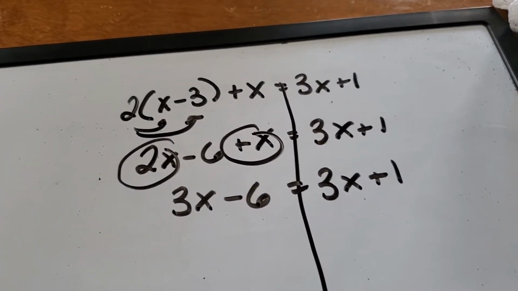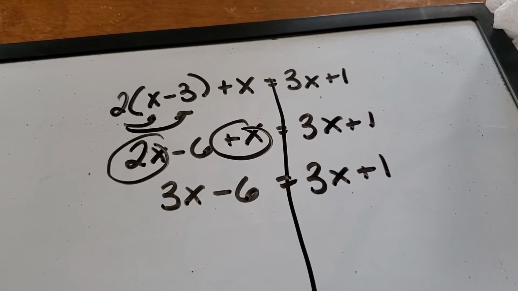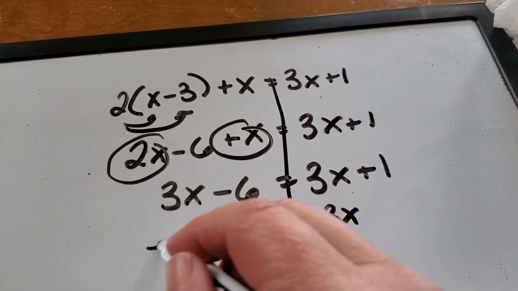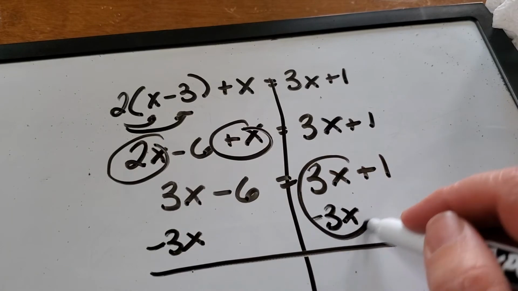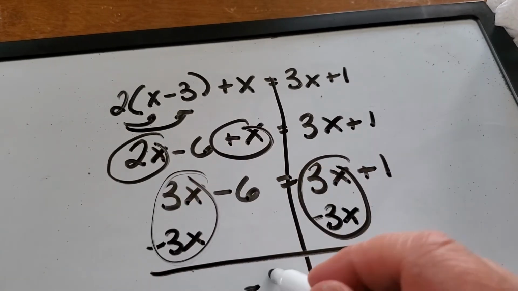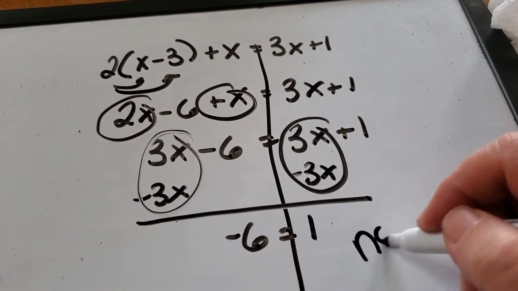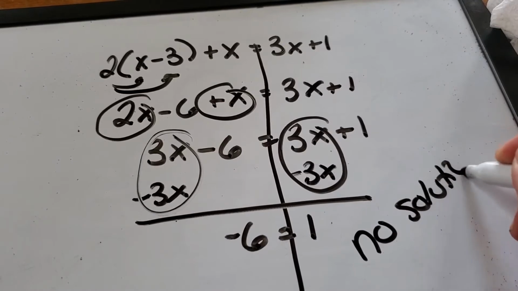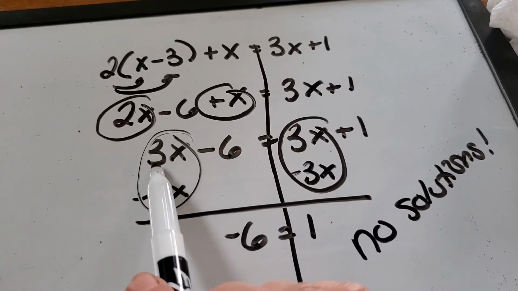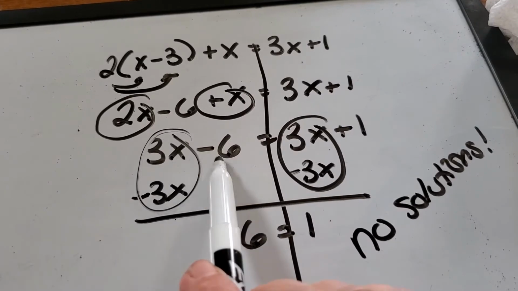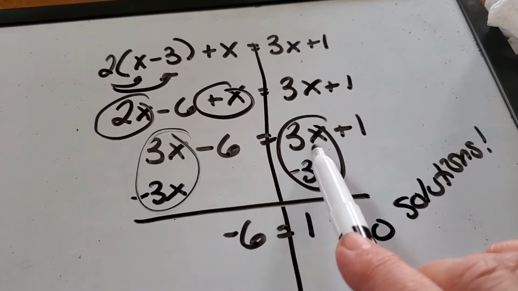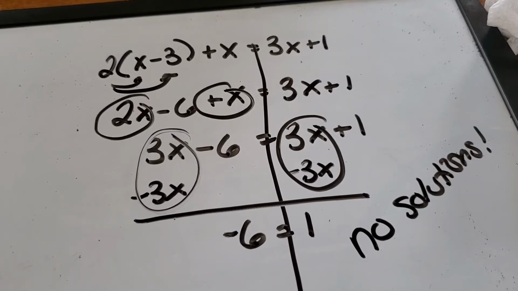Now, hopefully, that's setting off an alarm in your head. How can 3x minus 6 ever come out to be the same as 3x plus 1? It can't. And if I tried to solve it by subtracting 3x from both sides, that's gone, this is gone, and I get negative 6 equals 1, which doesn't make any sense at all, which tells you there are no solutions here. It's not possible to do 3 times some number and subtract 6 and get the same answer as 3 times that number plus 1. It just doesn't make any sense.